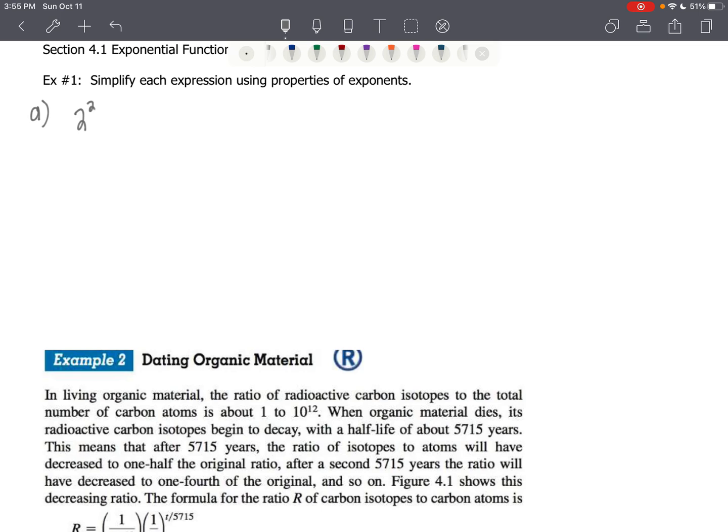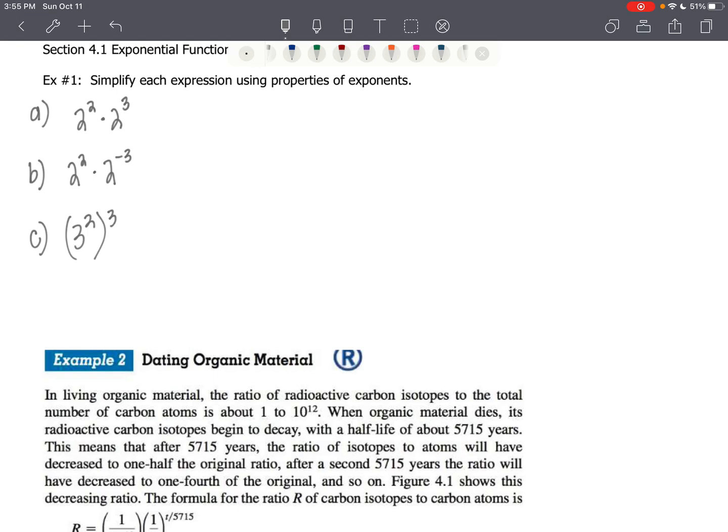If I have 2 squared times 2 cubed, and I want to simplify that, another one would be 2 squared times 2 to the negative 3. And then another one would be 3 squared raised to the 3rd power. So we'll start with those three first.